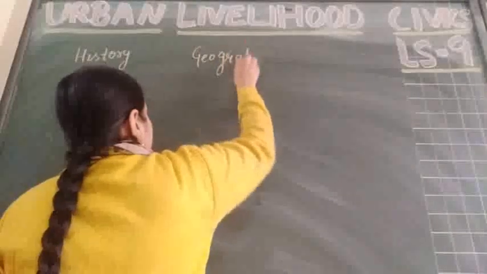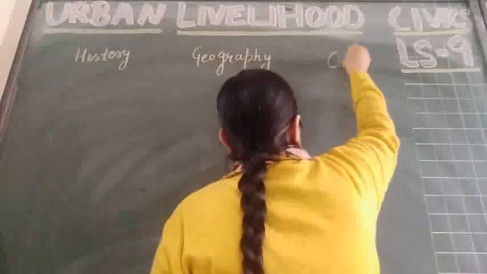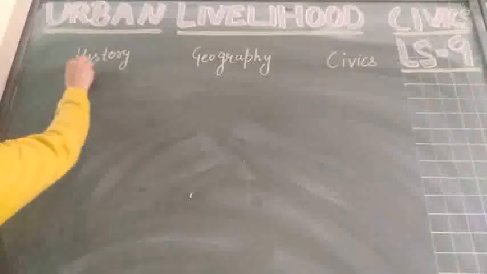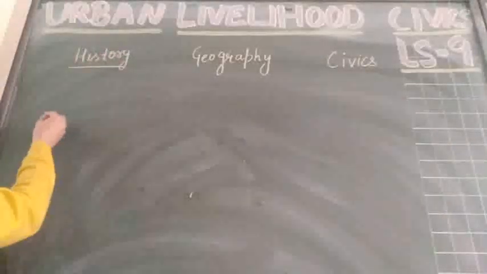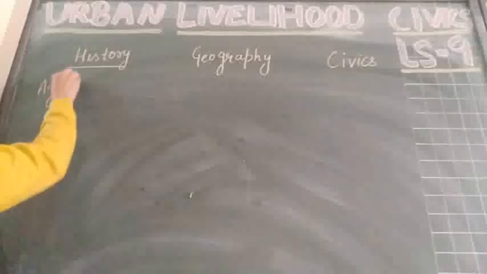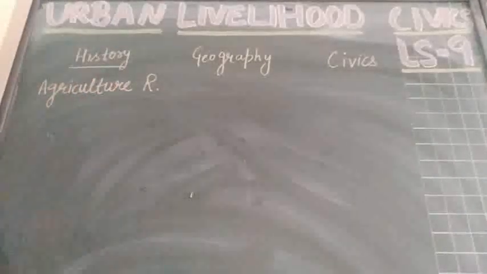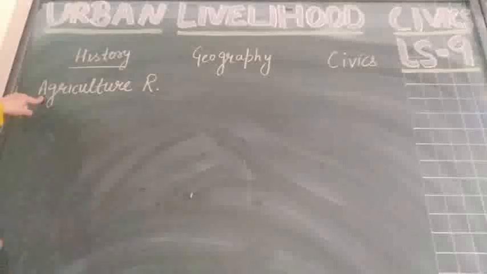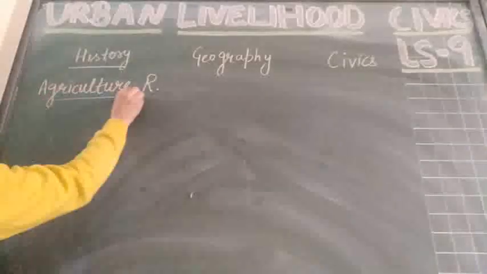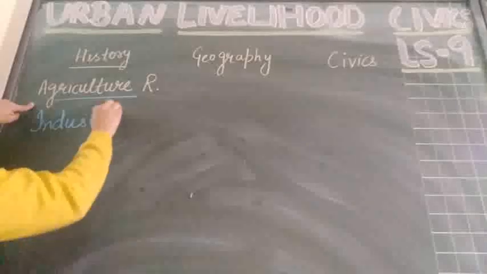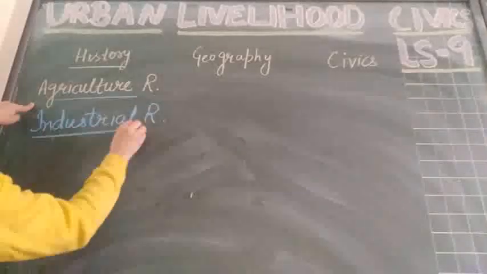geography, and civics. When we see in history, we talked about the agriculture revolution, and later on this revolution moved on to the industrial revolution. Agriculture revolution moved on to industrial revolution. Clear?